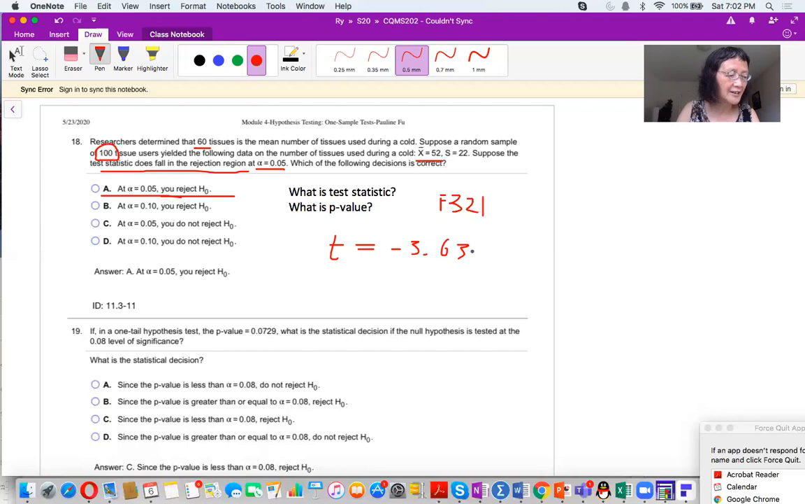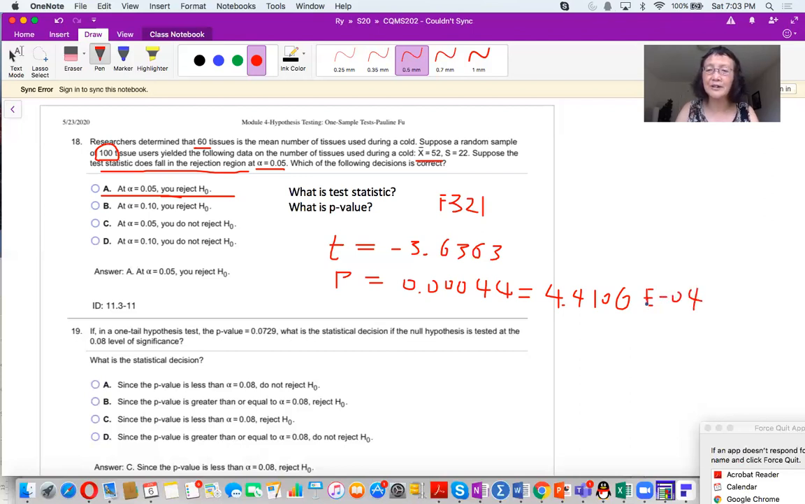So that is the t-value, if you want 4 decimal places. And what is the p-value? The p-value you get is in scientific notation. You get 4.4 times 10 raised to the power negative 4. You need to know how to read that number. On your calculator, you get 4.4 and then E negative 04. This is scientific notation. E negative 04 means move the decimal point to the left 4 times, and you get this number. So by using F3, F2, F1, you get both the test statistic and p-value.